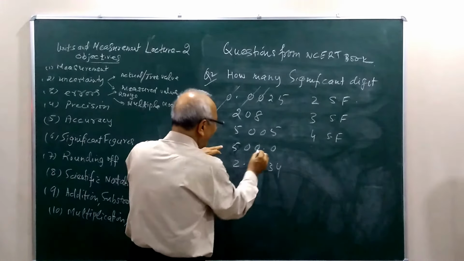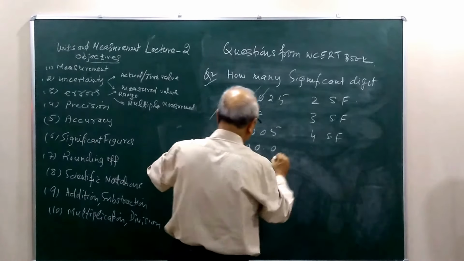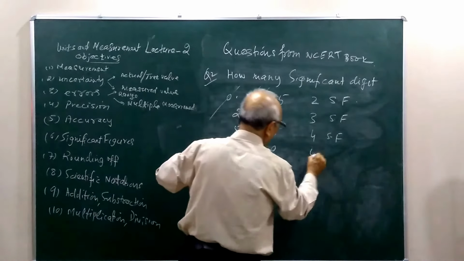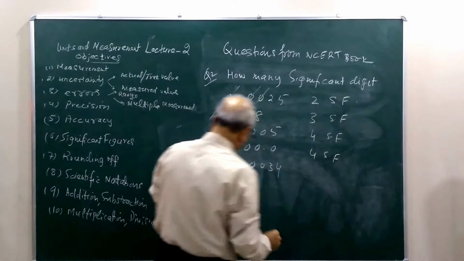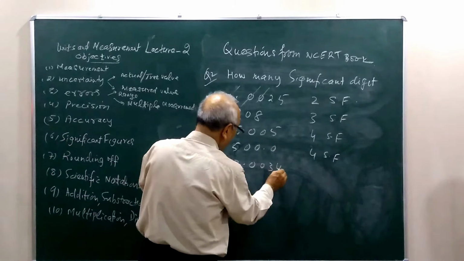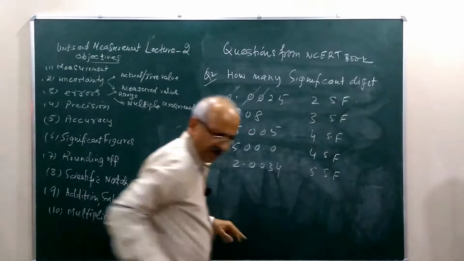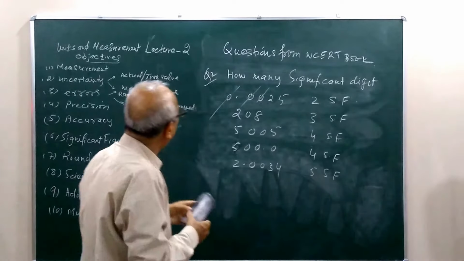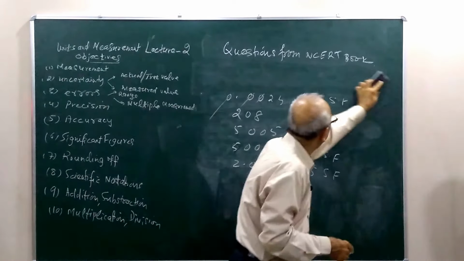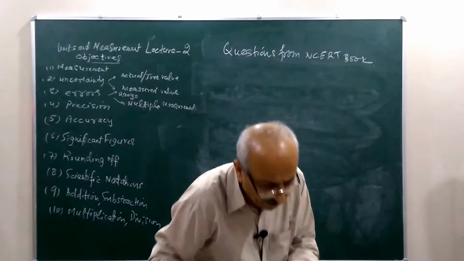Now here there is a decimal. After the decimal there is a 0. All become significant: 1, 2, 3, 4. 4 SF. Here all are significant: 1, 2, 3, 4, 5. 5 SF. Therefore, by using the rules of significant figures, we can solve this question also.